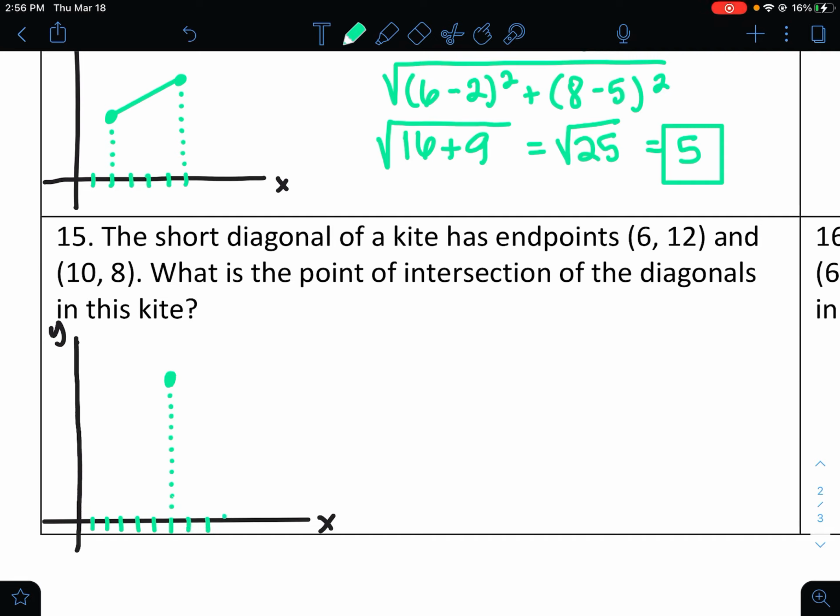6, 7, 8, 9, 10. And then I just got to go up 8. 2, 3, 4, 5, 6, 7, 8. It's about right here. Okay, so there it is. I don't need the little dots. I just put the dots there to help me count. Sorry. Okay, and it says, what's the point of intersection? Okay, so this is the short diagonal.